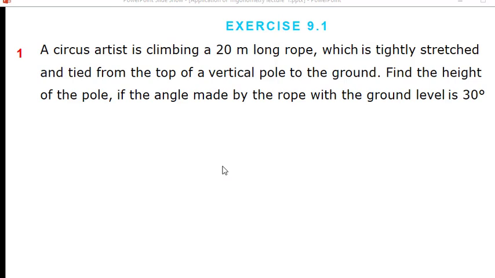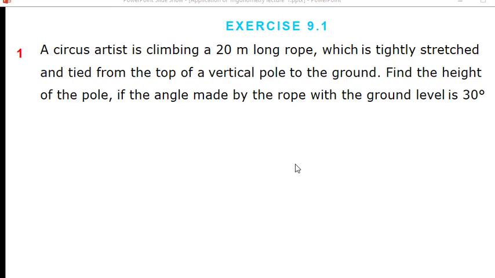So the first problem is, a circus artist is climbing a 20-meter long rope which is tightly stretched and tied from the top of a vertical pole to the ground. Find the height of the pole if the angle made by rope with the ground level is 30 degree. So the question is, there is a circus artist who is climbing on a 20-meter rope. Now this rope is tightly stretched and tied from the top of the vertical pole.